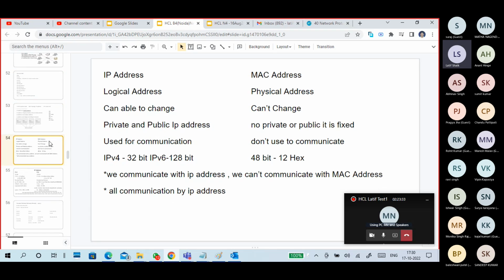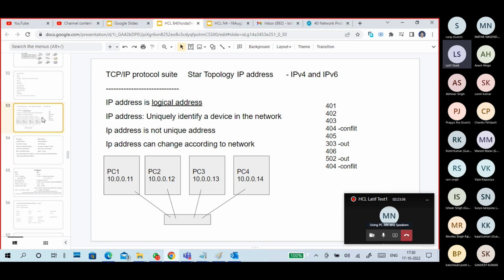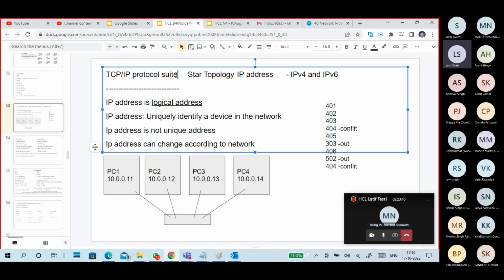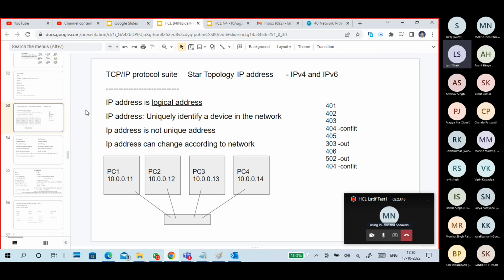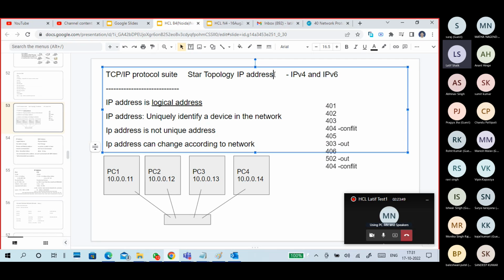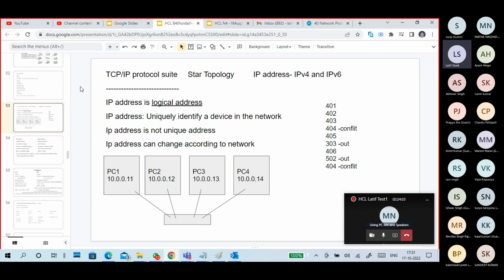Now I'll start with the IP address and some basic points. First of all, we'll see, guys, we all use the TCP/IP protocol suite. Always remember, we are all using star topology. We are all using the TCP/IP protocol suite only, not SPX, IPX, or that kind of stuff.